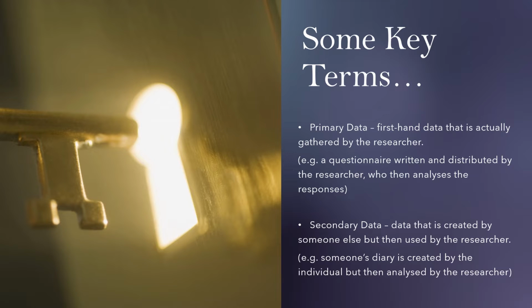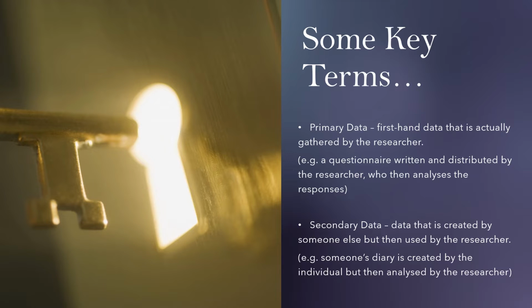Secondary data, on the other hand, is data that's created by someone else. And then as a researcher, you can use it and analyze it in some way to try and make some conclusions. There's lots of different forms this can take. The government put together lots of different statistics on prisons and schools and various other things. That's data that's created by someone else.